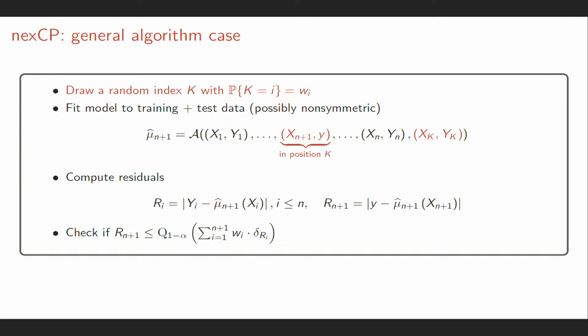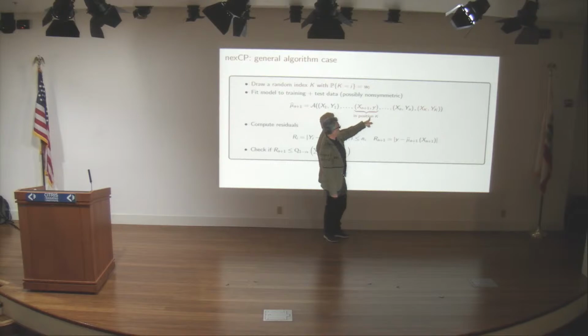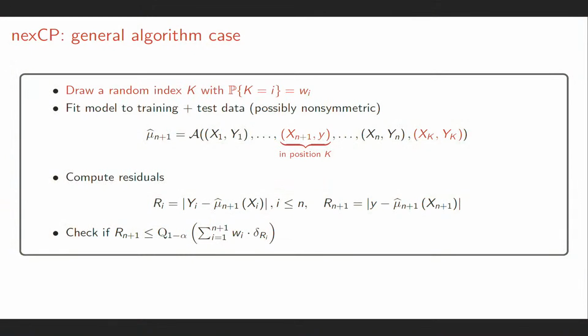So now we're going to draw a random index k, where the chance that k is i is w_i. We're going to fit a model, but the randomization step is that I'm going to exchange in the list the hypothesized value. I'm going to put it in position k, and I'm going to insert. So when I fit the algorithm, I'm going to perform a swap. You have an algorithm that depends on the order. Well, when I fit the algorithm, I'm going to perform this swap.